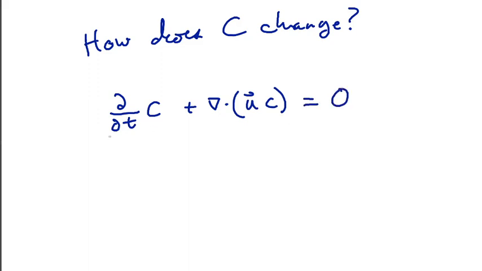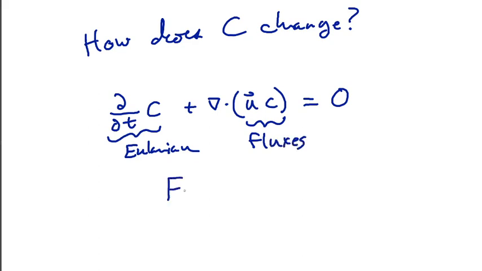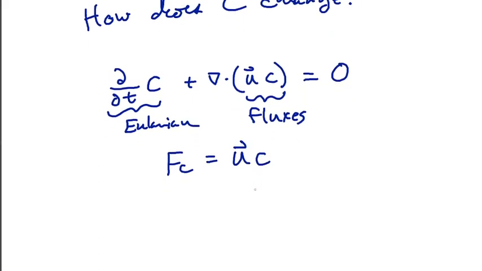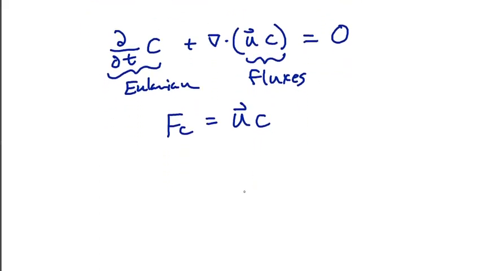This is the Eulerian derivative of C. And this is the divergence of the fluxes of C. The flux of C is equal to u vector, the velocity carrying C, uC. That's how C moves around as we carry it in the flow.